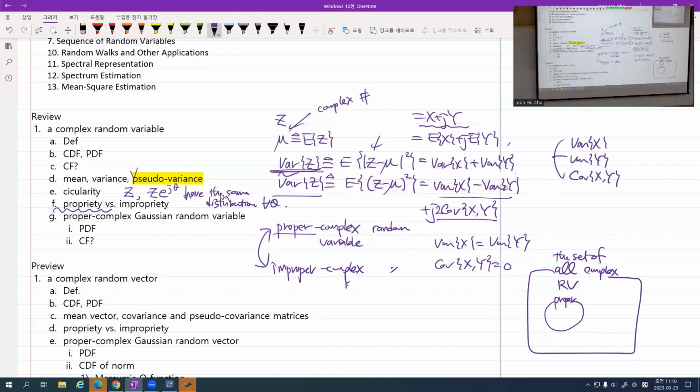For all theta, okay? So we can easily show that if a complex random variable is circular, then of course it has mean 0 if the mean exists, and it is proper. So circularity is inside here. Got it? And here is improper.